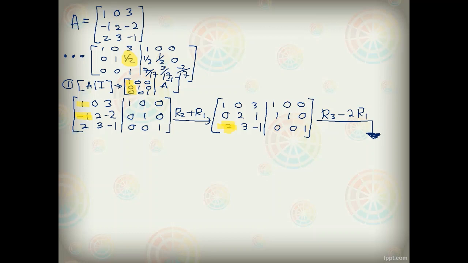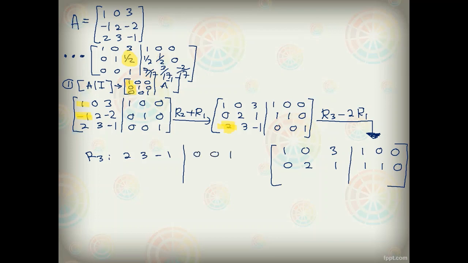To avoid making a mistake, we can write first the rows that won't change. Row 1 won't change, row 2 won't change. The only row that will change is row 3. Based on the calculation, we take the whole row 3, which is 2, 3, minus 1, 0, 0, 1. And then we will subtract 2R1. What will happen to R1 when we multiply with 2? It will become 2, 0, 6, 2, 0 and 0.